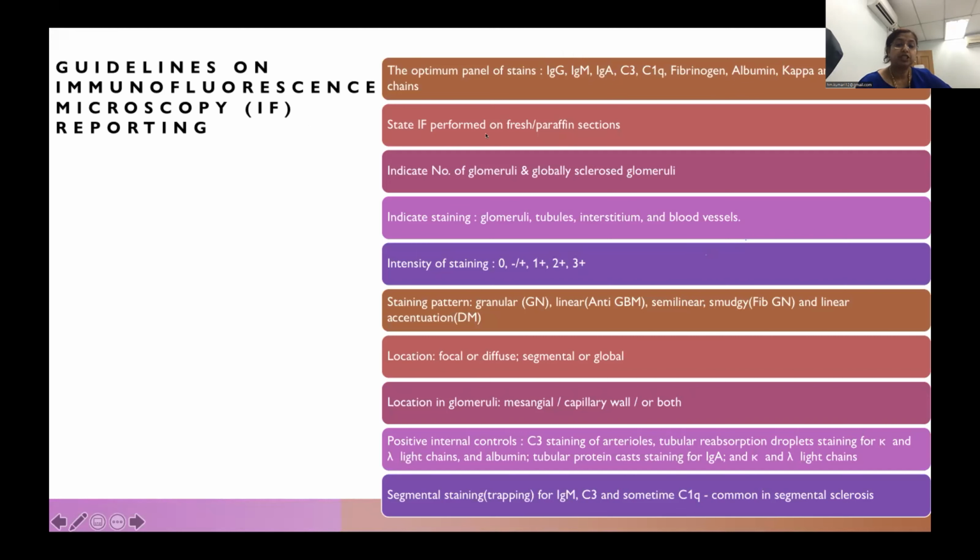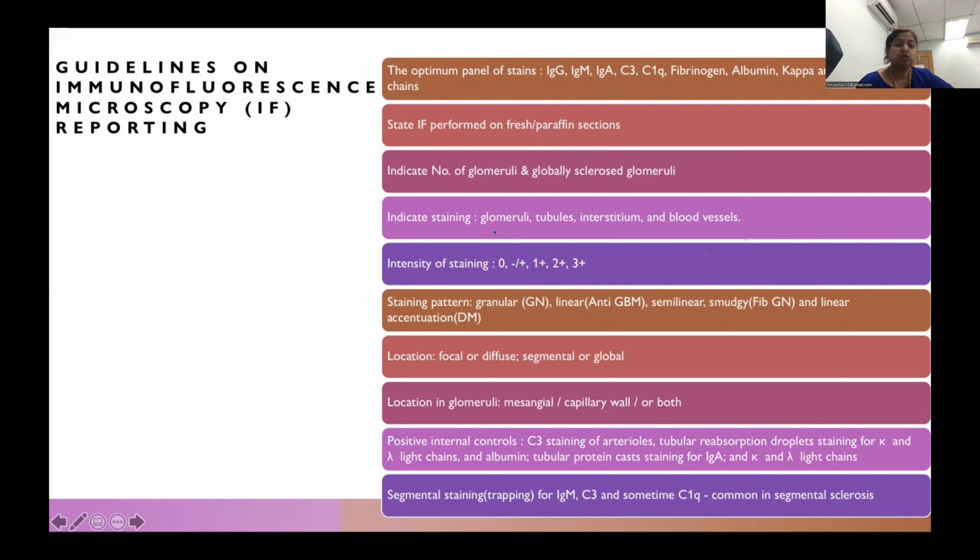You need to identify whether you're doing it in fresh or paraffin tissue, and put it in your report. Please make a good habit of indicating how many glomeruli you actually see in the fresh or IF tissue. It's good practice, and at least we know the IF finding is strengthening the report. Also indicate the staining location: is it the glomerulus, tubules, interstitium, or vessels?